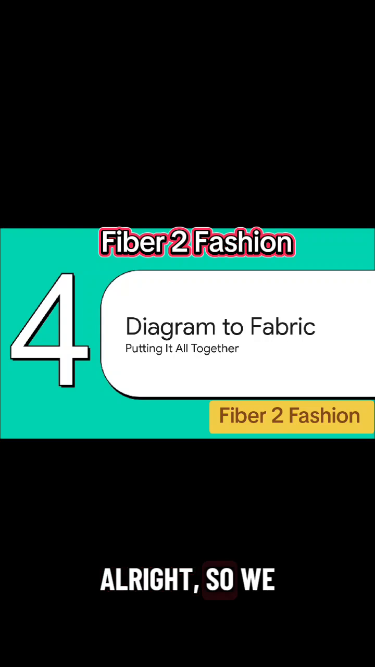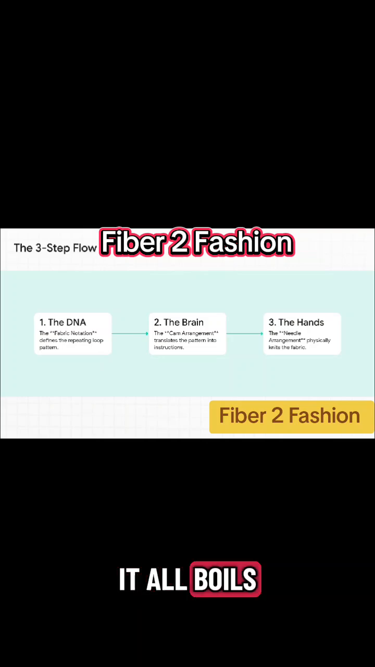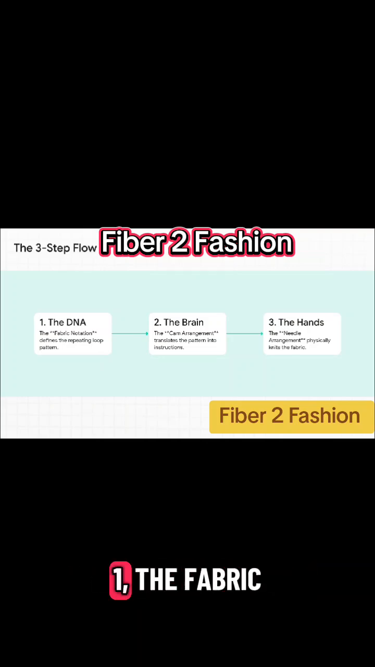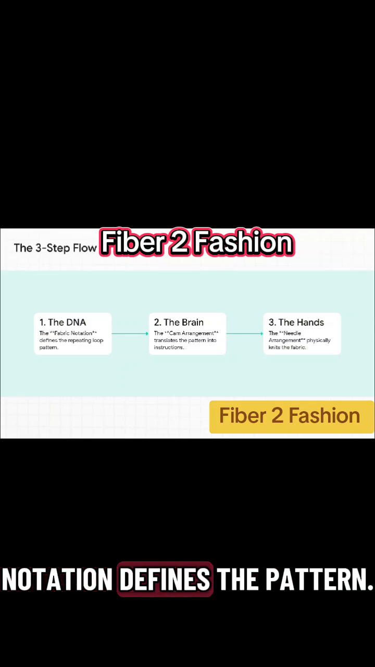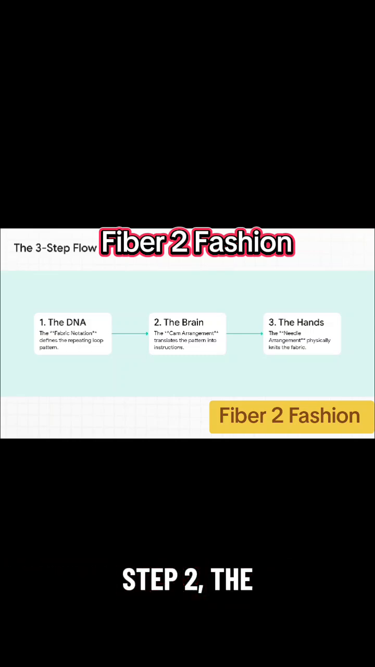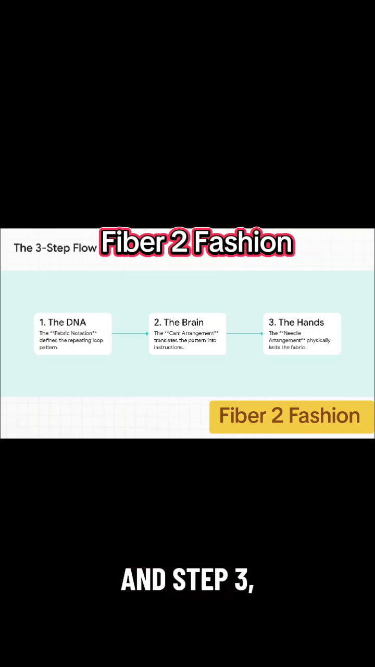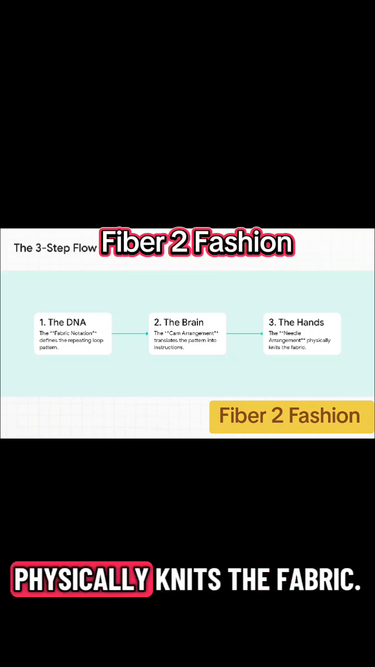All right, so we have our DNA, we have our brain, and we have our hands. Now let's put it all together and see how they create something pretty amazing. It all boils down to a really simple three-step flow. You've got step 1. The fabric notation defines the pattern. Step 2. The cam arrangement translates that pattern into instructions. And step 3, the needle arrangement physically knits the fabric.